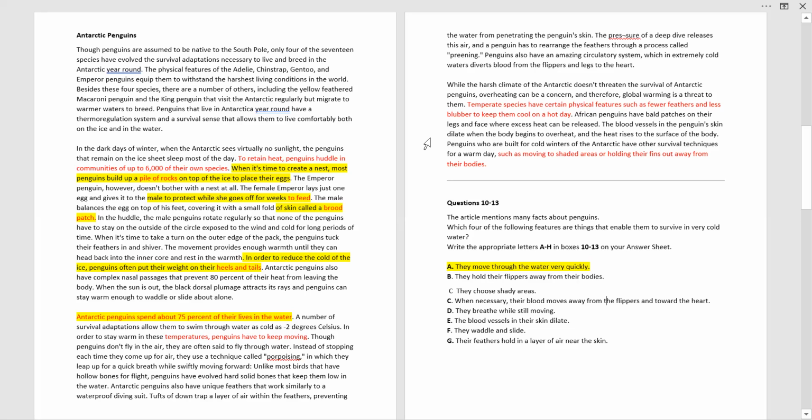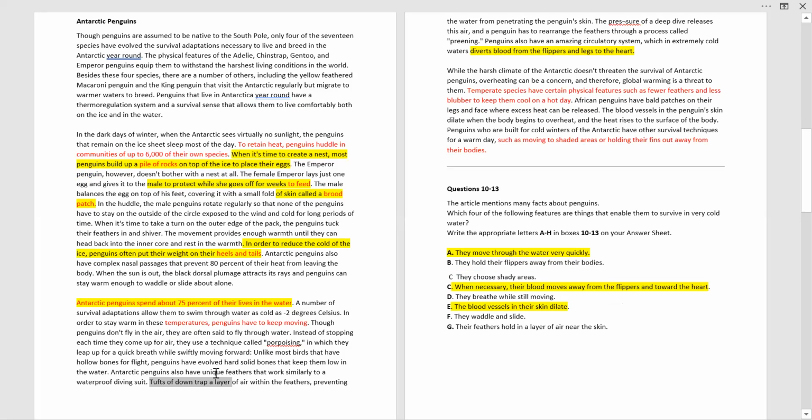Okay, the pressure of a deep dive releases this air. Tufts of down trap a layer of air within the feathers. The feathers hold in a layer of air near the skin. Yeah, here it is. You see, tufts of down trap a layer of air within the feather, preventing the water. This last sentence.